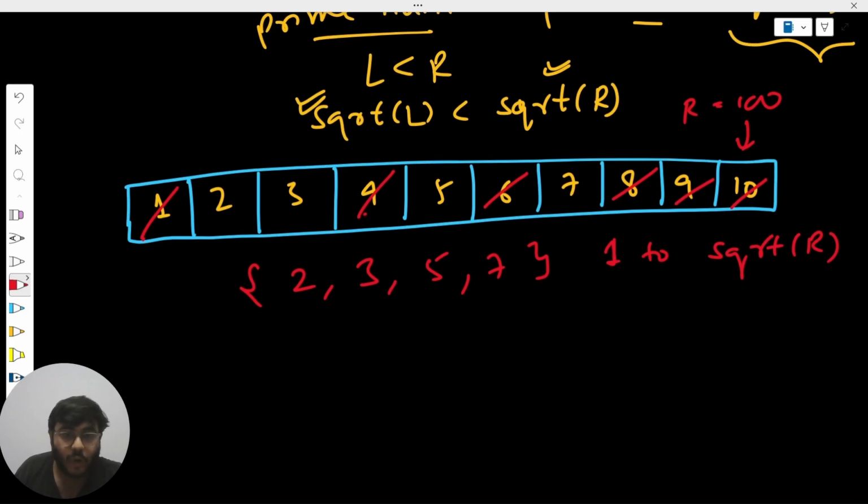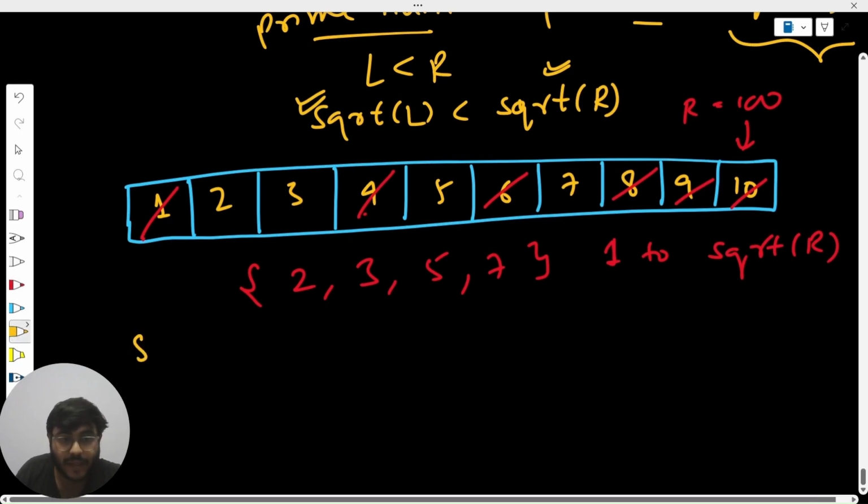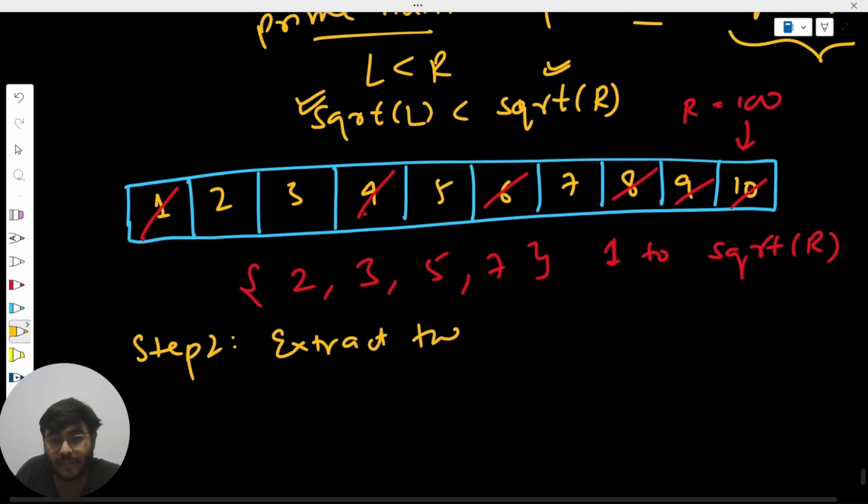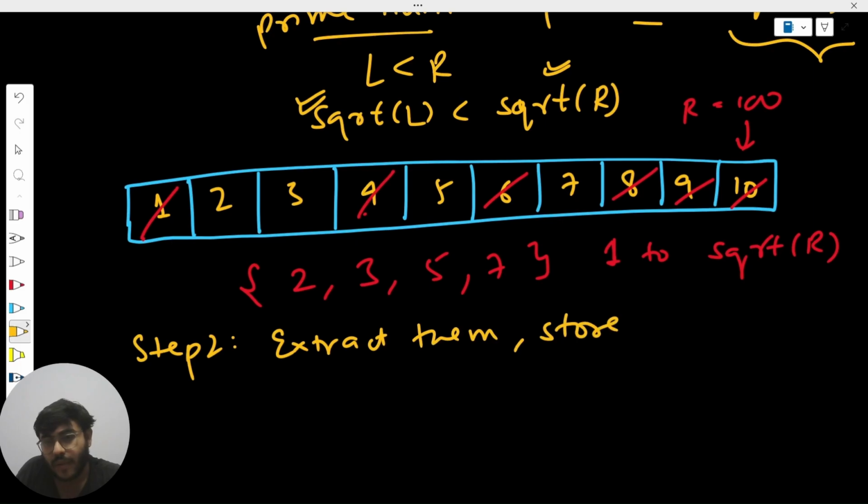So after marking them, step 2 is to extract them and store them in an array. Basically, all the primes we have found, all the prime numbers from 1 up to sqrt R, we'll just push or store them in an array or a vector, whatever you want.